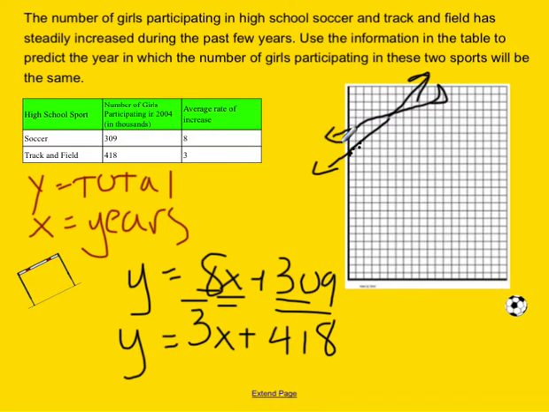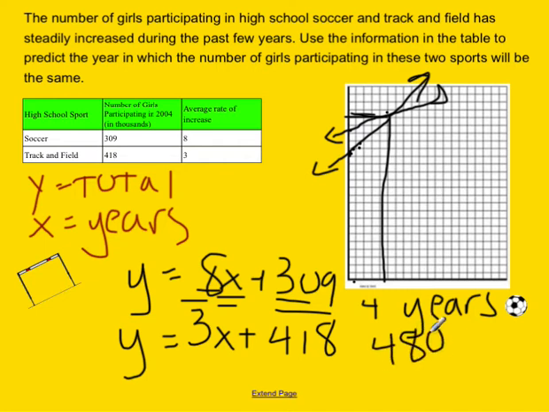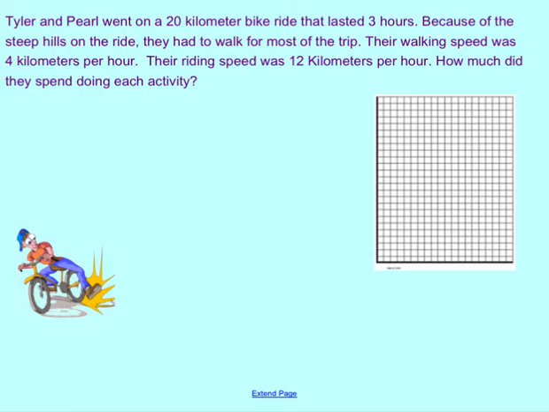So now we want to see what that point is. So we want to figure out how many years that is. Well, that's 1, 2, 3, 4 years. So we're going to guess about 4 years. And then I want to count up by 20s to see about what this point is going over. And when you do that, you get 480, but that's in thousands. So that's 480,000 girls participating in those sports. Let's take a look at that last word problem.